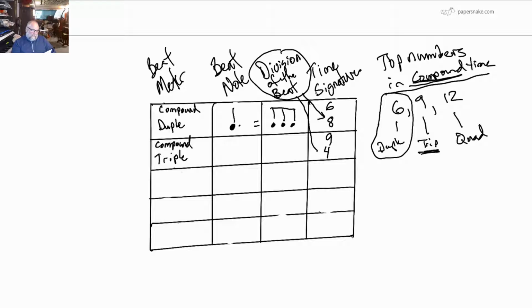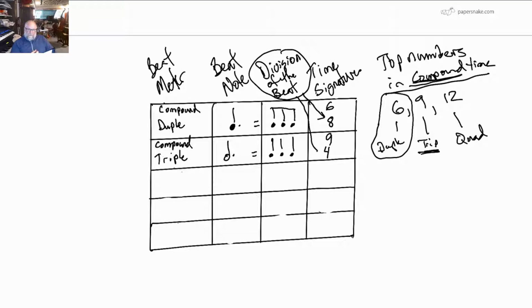So I'm going to write 3 quarter notes here in division. That's what that 4 is telling us. The division of the beat is 3 quarter notes. And then we make our beat note by combining those 3 quarter notes. So just go to the next higher note value, larger note value, which is a half note, and put a dot on it. That's what you do. Again, the division and the beat note equal each other. Dotted half equals 3 quarters.